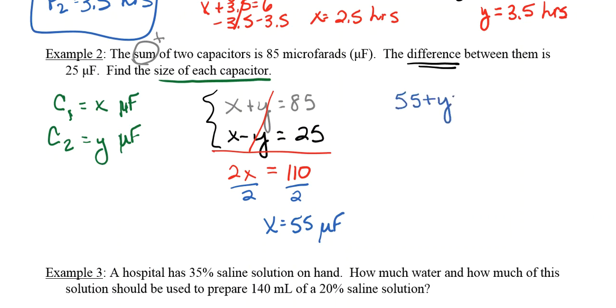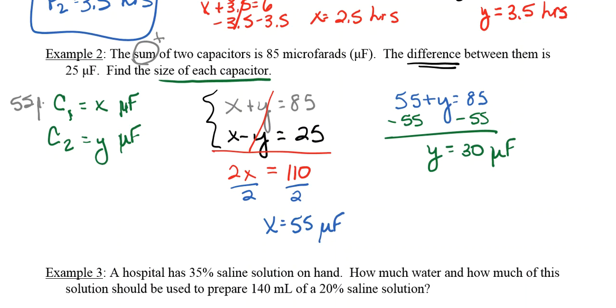55 plus Y is 85. And minus the 55. So my Y ends up being 30. So the first capacitor is 55 microfarads, and the second capacitor is 30 microfarads.